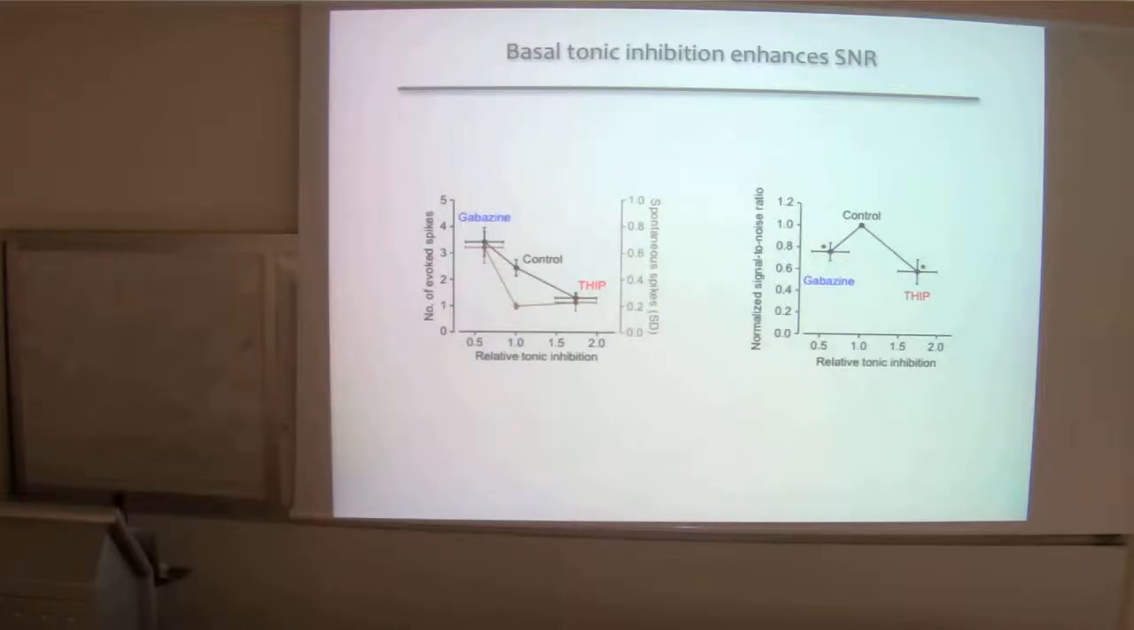So this is where we are at the moment in terms of what the tonic inhibition may actually be doing. If we look at the signal to noise ratio, taking control as the normalized standard, then in gabazine we get a decrease in the signal to noise ratio, and in the presence of THIP, when you enhance tonic inhibition, you also see a decrease. So it would suggest that under normal basal conditions, the level of tonic inhibition is set to enhance the signal to noise ratio in granule cells.